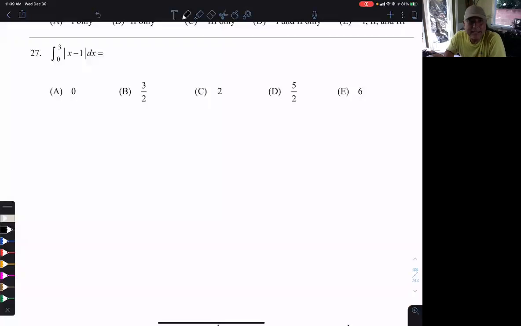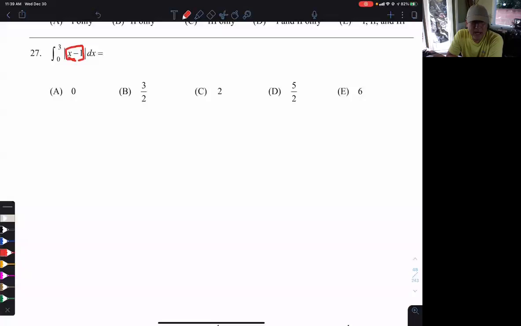1985, number 27. So how do you integrate absolute values? What the heck is going on? So what does the absolute value look like? You need to break this up into a piecewise function, and then it'll all start to make sense. Or we can graph this. If you know what the graph looks like, you're able to do this also. So we'll look at both methods in case it's not a simple graph.